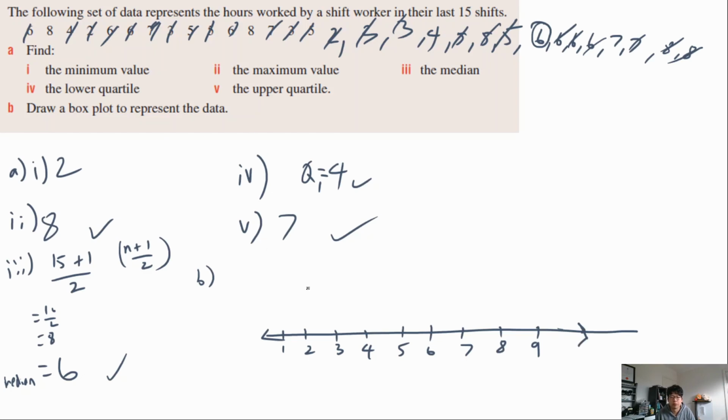Alright, so the minimum value was 2. That's our first point. Maximum was 8. So line's going to go from 2 to 8. Let's go with the median now. The median was 6, so our middle line is going to be there. Lower quartile was 4, so the outside of our box is going to be at 4, and the upper quartile was 7, so the outside of our box is going to be there. So this is what your box plot should roughly look like. Sorry about the very wavy box. I'm doing the best I can without a ruler. So yep, give yourself a tick if you got that one correct as well.